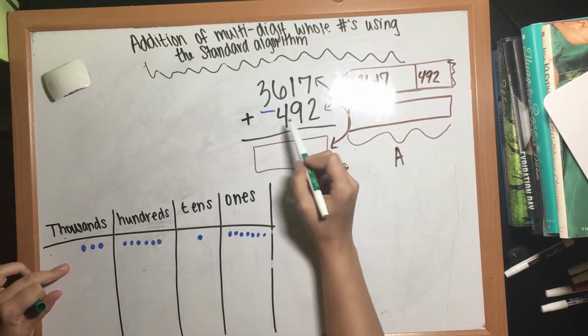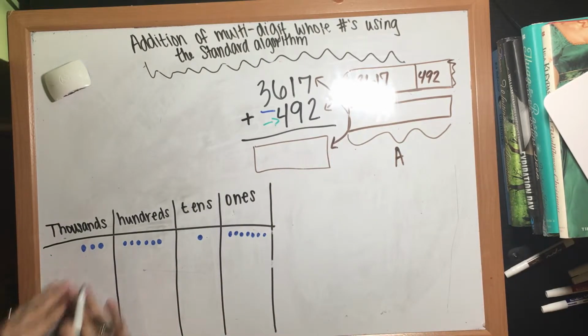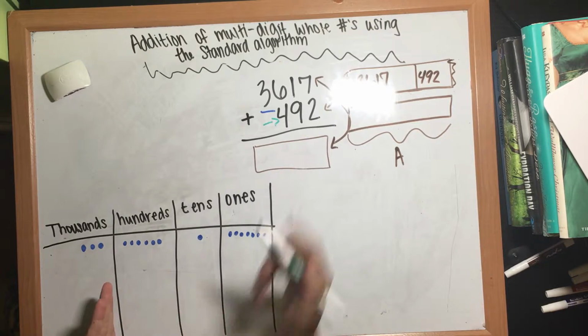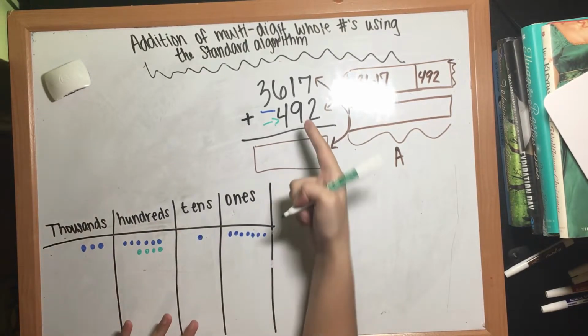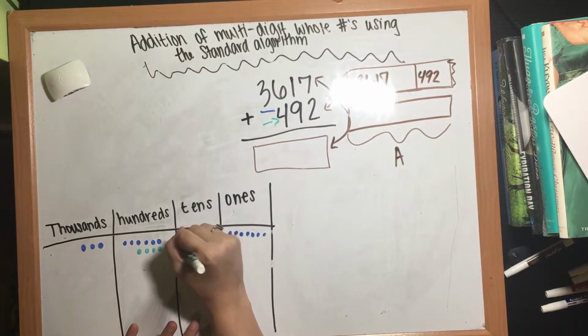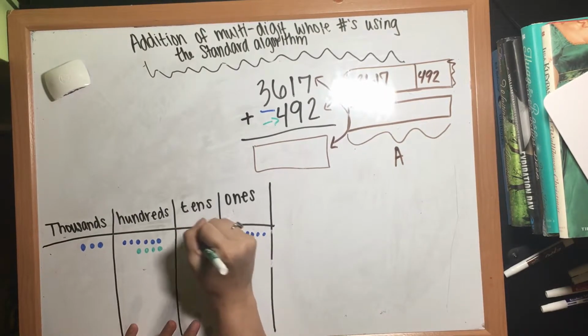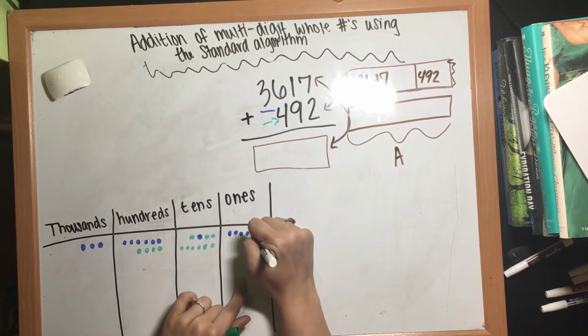Okay, so now we're going to move on to 492. I don't have any thousands, so I'm going to leave that one. Go to the hundreds. I have 4 in the hundreds place. I have 9 in the tens place. 2, 3, 4, 5, 6, 7, 8, 9. And I have 2 in the ones place.